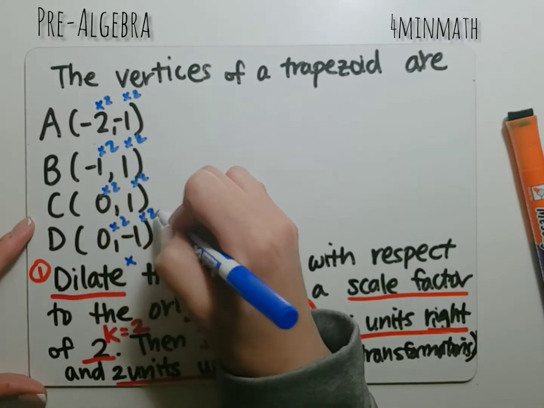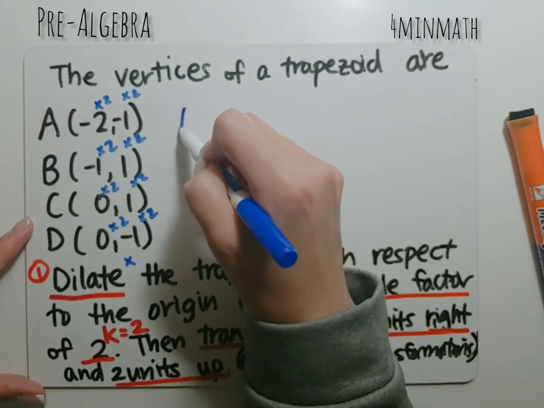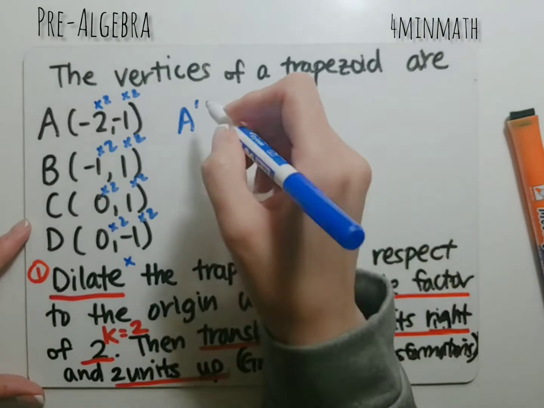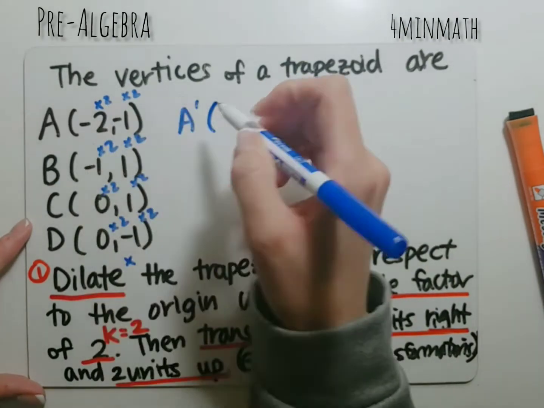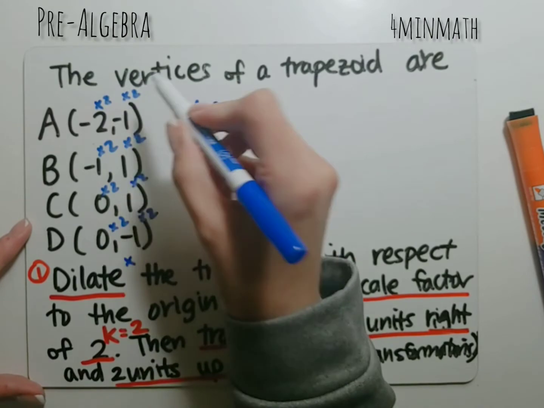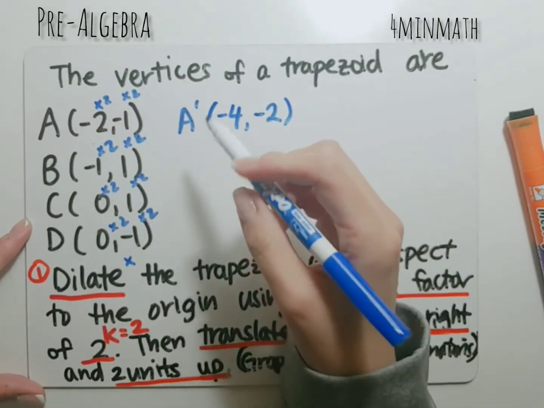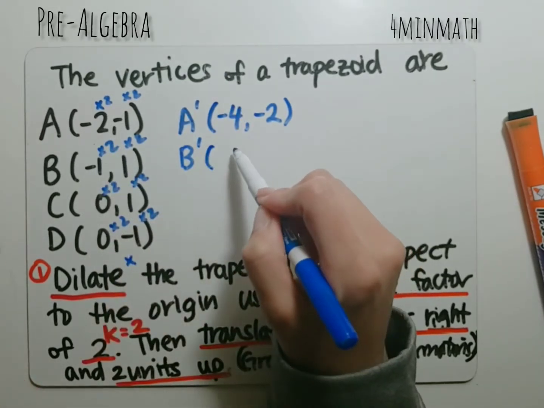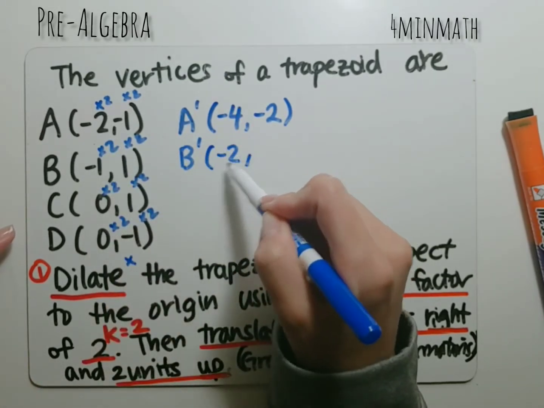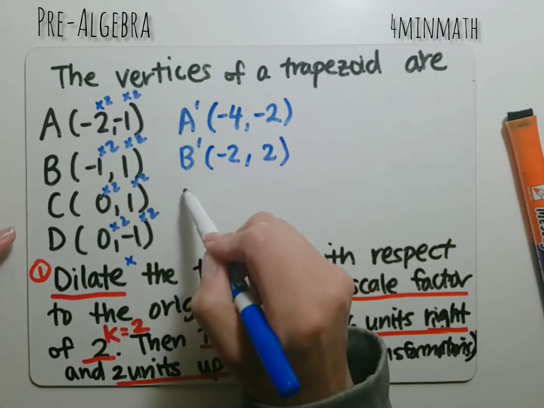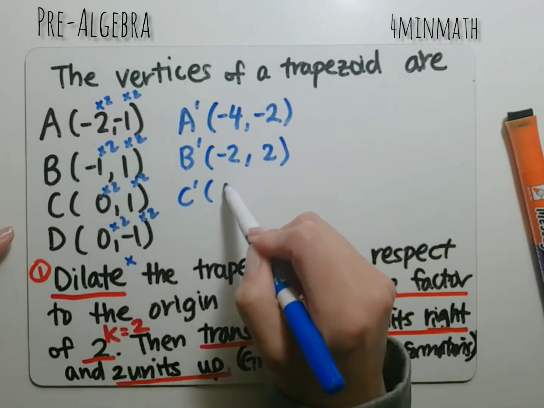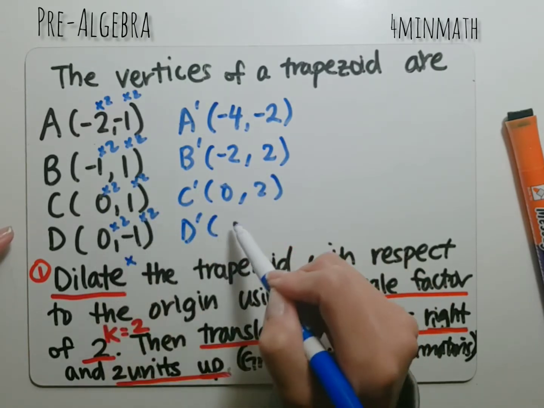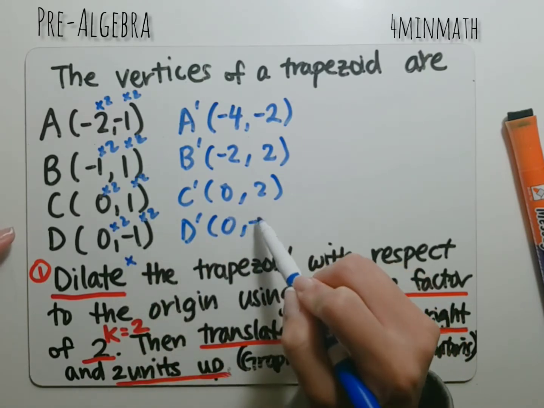And it's a good idea to color coordinate. So my A prime, which is my first transformation, because we have to do 2, remember. My A prime is -2 times 2 is -4. -1 times 2 is -2. My B prime, -1 times 2 is -2. 1 times 2 is 2. My C prime, 0 times 2 is 0. 1 times 2 is 2. D prime, 0 times 2 is 0. -1 times 2 is -2.